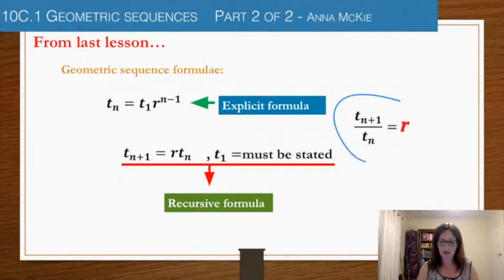Just a reminder here that the ratio is calculated by taking the next term along divided by the one before. That's how we work out the common ratio. Whereas in arithmetic sequences, it was a common difference. This time it's a common ratio.